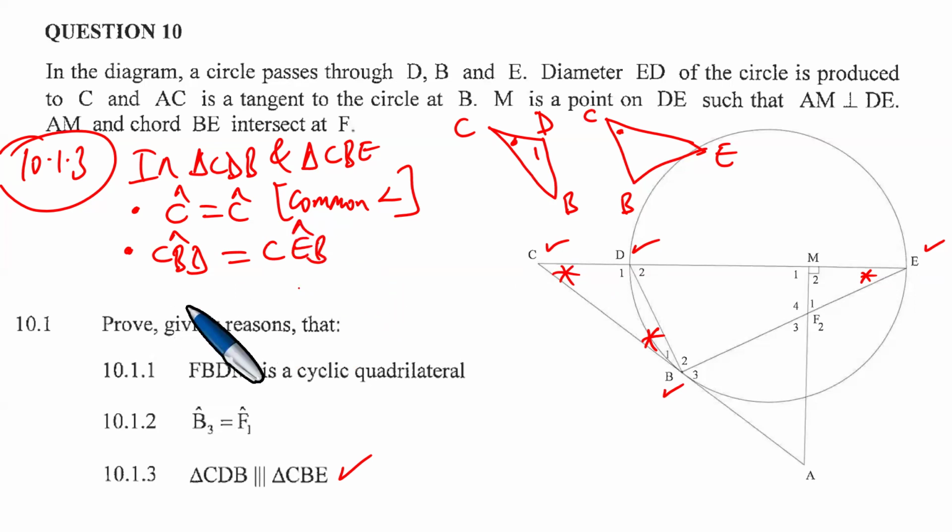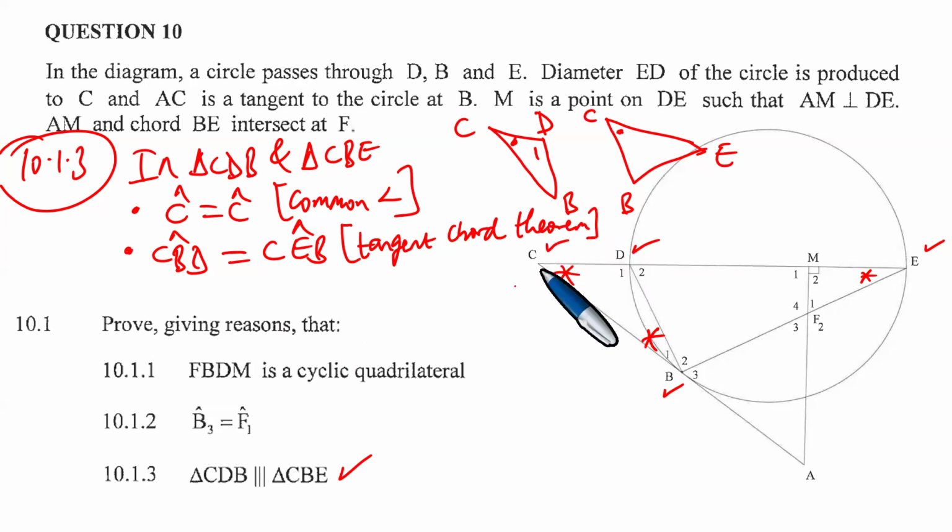Why is this the case? You have the tangent chord theorem. Right, so we have this and that. You've already mentioned two angles, the C and the C, but we have also mentioned that the B is equal to the E. So you're left with the angle CDB. We are left with this one, and here we are left with CBE.